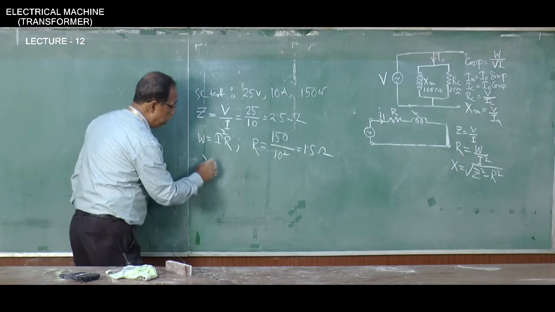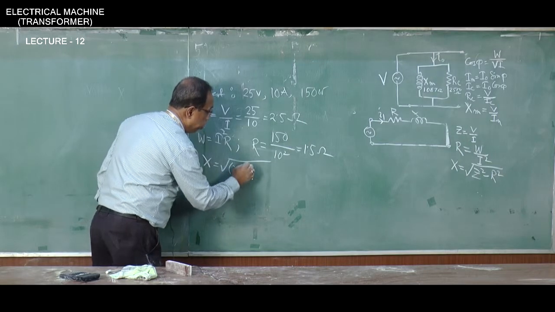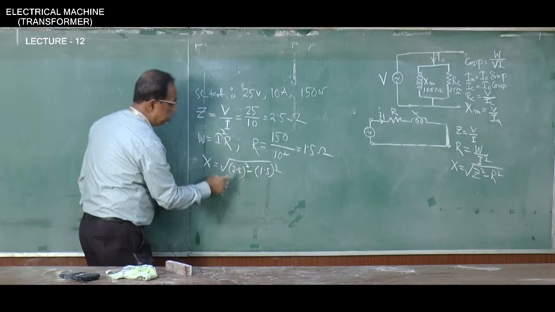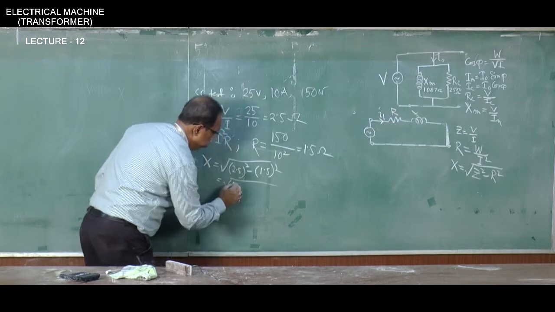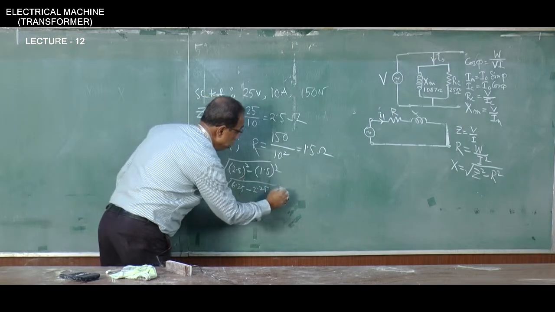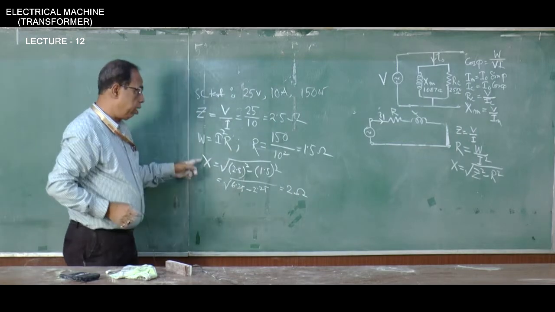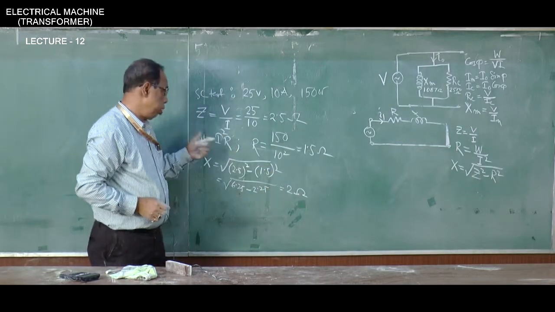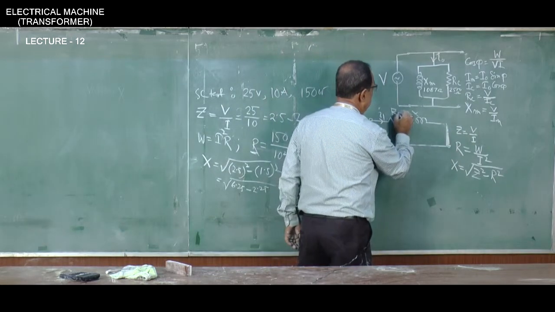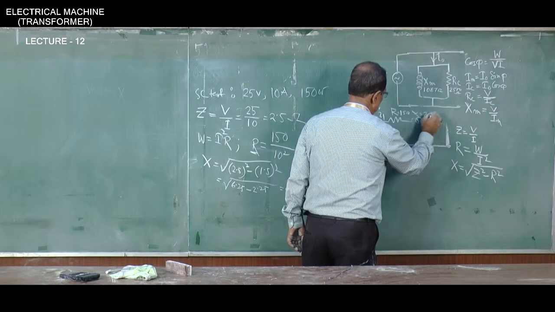So, what will be the value of X? The value of X will be root over Z square minus R square, that means 2.5 square minus 1.5 square. That means 6.25 minus 2.25, which is 4, so it will be 2 ohm. So, X will be 2 ohm and the resistance will be 1.5 ohm.